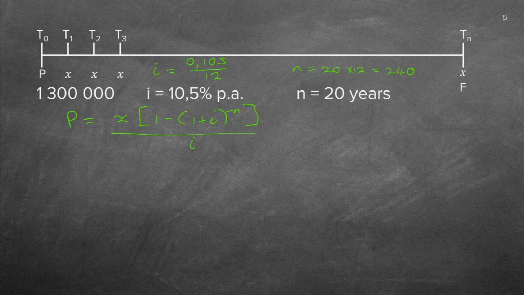Good. The P I can fill in, 1.3 million. Make sure of the amount of zeros. Can you see I leave a space after every 1,000? That makes it easier to make sure that you've got the right amount of zeros. The X I don't know. I could have filled in the I. Let's fill it in. It is 0.105 over 12.